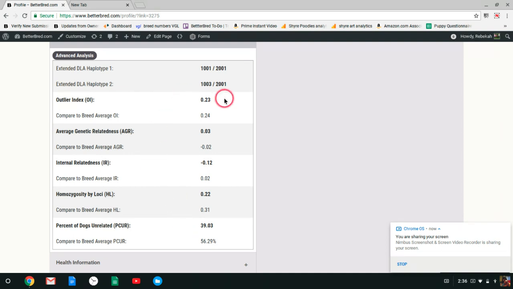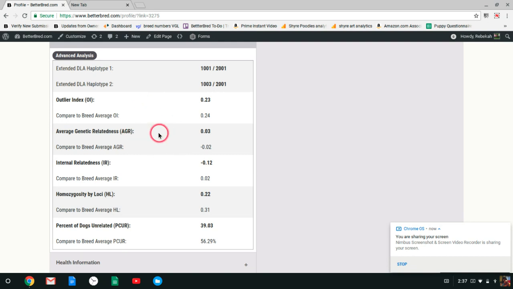Now, all these measurements can take a while to understand, so watching these kinds of videos over and over again will help, and just give yourself time to understand what each one means. So again, he's right around our breed average for outlier index, which indicates that he has some bottleneck genetics, which every standard poodle will. The higher this number, the more you are breeding away from a bottleneck. And as we see in many breeds, the higher the breed average, the fewer breed-specific health issues we see.